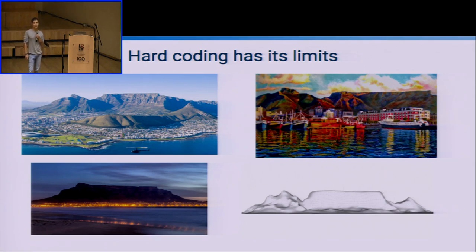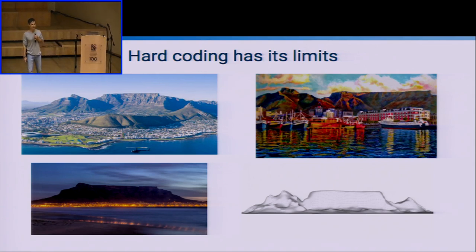Let's suppose we wanted to write a program, and you can write it in C, Python, Java, whatever is your favorite language. The idea of the program would be that it would read one of these images, and it would say yes if it's an image of Table Mountain, and no if it isn't. How would you go about writing such a program if you don't have machine learning knowledge?